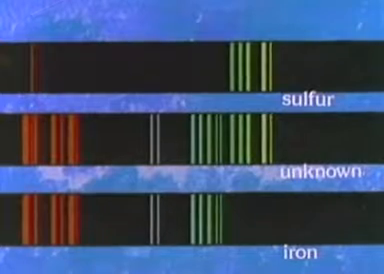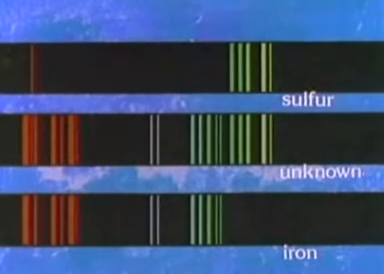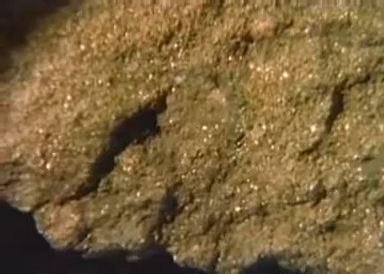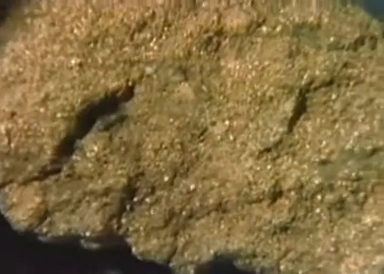Then what is it? Good guesses, or a process of elimination, would lead a chemist to these spectra: iron and sulfur. Together, they match our unknown substance, which, it turns out, is not an element, but a compound of iron and sulfur. Iron pyrite, sometimes called fool's gold.